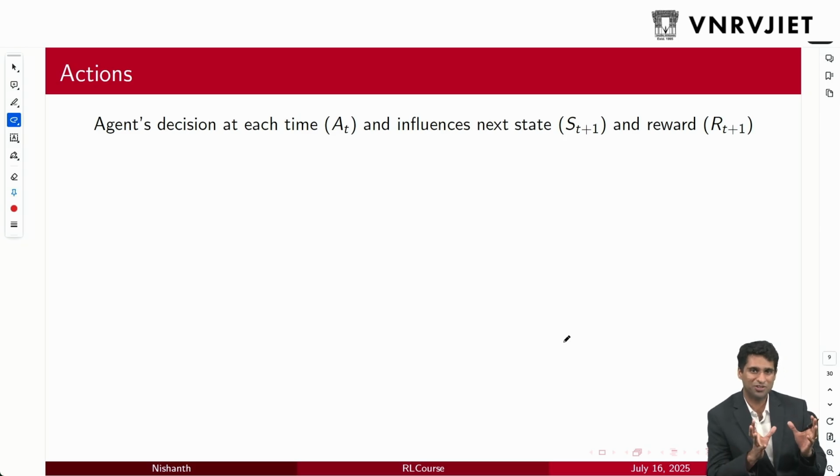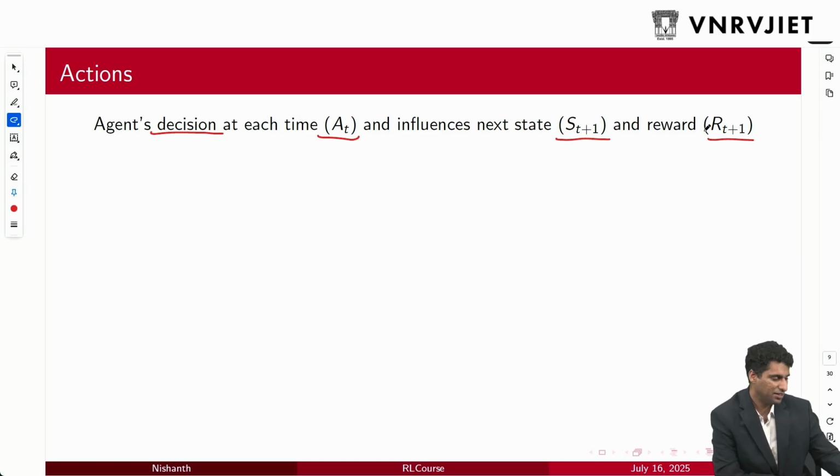Now that we have looked into what the reward is, let's look at the actions. We can define an action as the decision that an agent takes at each time step, denoted by AT. This action goes as input to the environment, and based on the action, the environment generates the next state and the next reward.